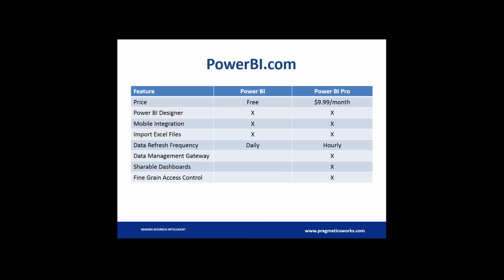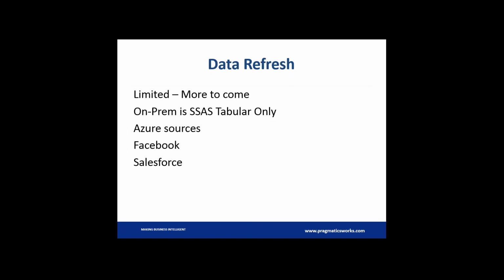This is kind of the breakdown between the free version of Power BI and the paid version. So the paid version actually runs you $10 a month per user, so significantly less than a lot of the competitors out there, with a few limitations. So we can only refresh daily instead of hourly. We don't get the data management gateway to get on-prem data sources there, and we lose a little bit of the fine-grained access that we get as well.